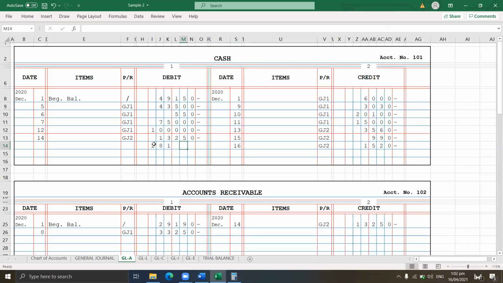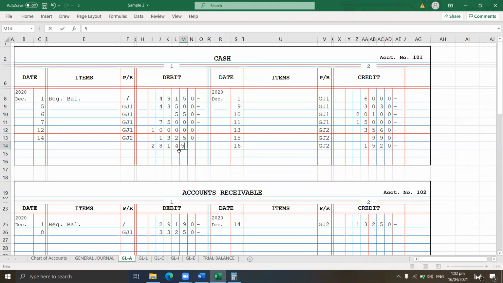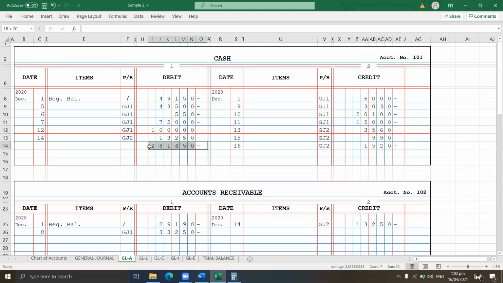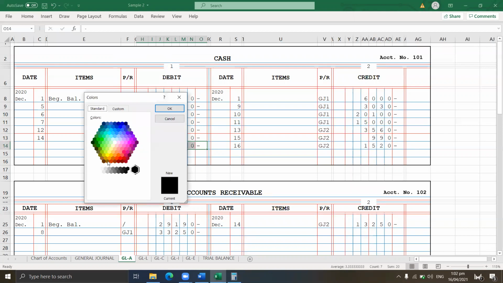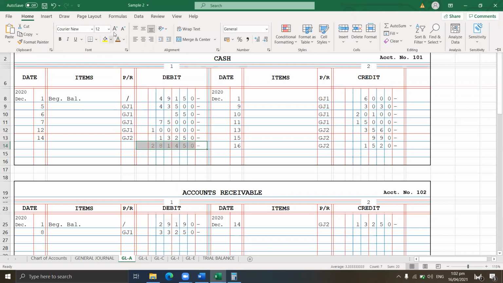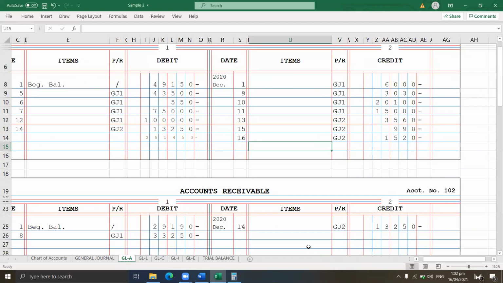281,450. Okay, tignan natin. Let's just make sure na nakopya natin ng tama. 281,450. Okay, so again, you will use here pencil for the pencil footing. Okay, let me just change the color. Okay, and then much smaller lang ng konti. Okay, so that's for our cash.